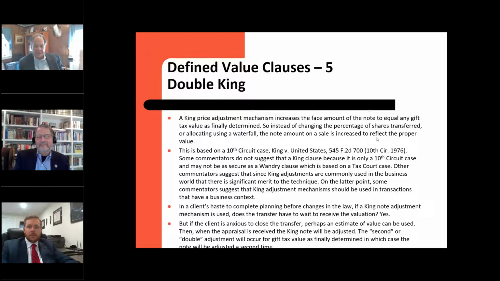The 10th Circuit found that in that case, but the IRS has said, we're not going to accept that. And it's extremely difficult to rely on that when you're in a family situation. And that's one of the reasons, and Marty and Tom know this, that I prefer the wandering mechanism, even though the IRS has non-acquiesced in the wandering case, as opposed to relying on the King case.